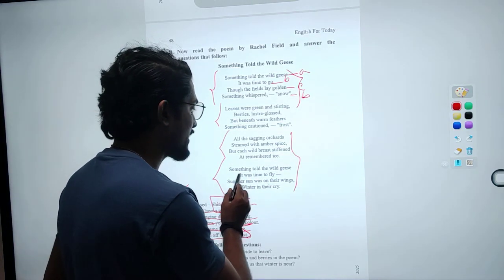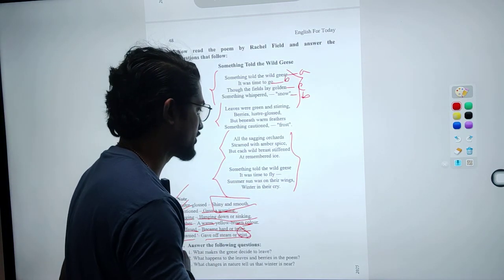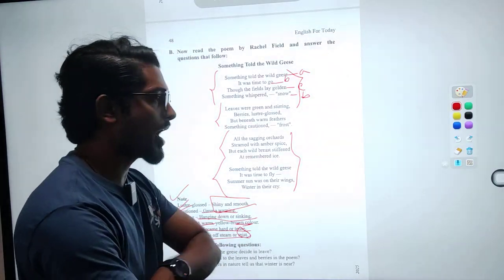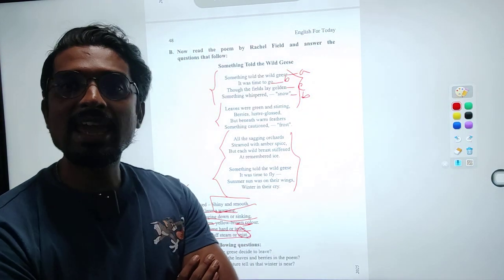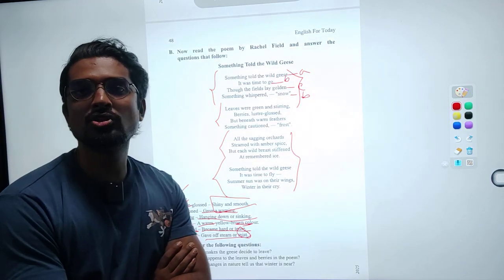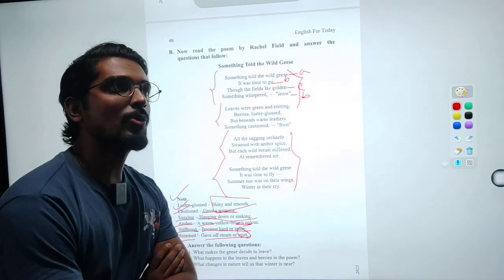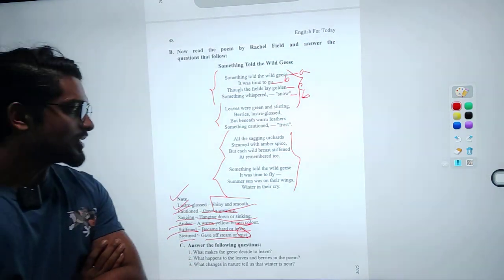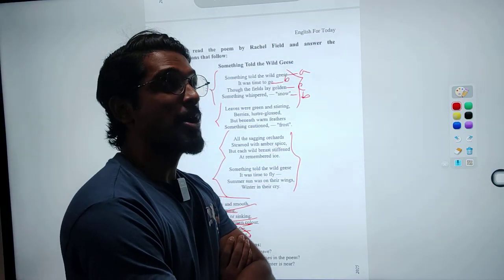Something told the wild geese it was time to fly. Summer sun was on her wings, winter in their cry. During winter, they shift to another country, but during summer they enjoy flying a lot. But during winter, they can't fly properly.